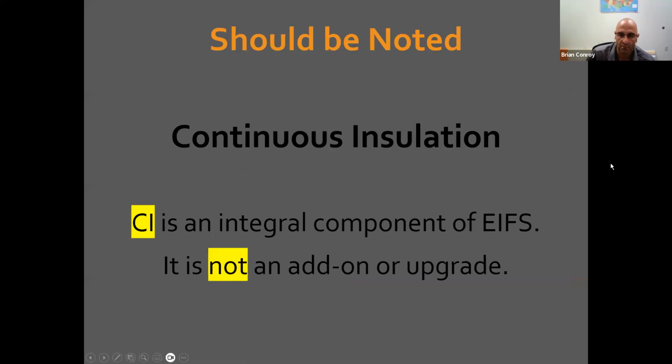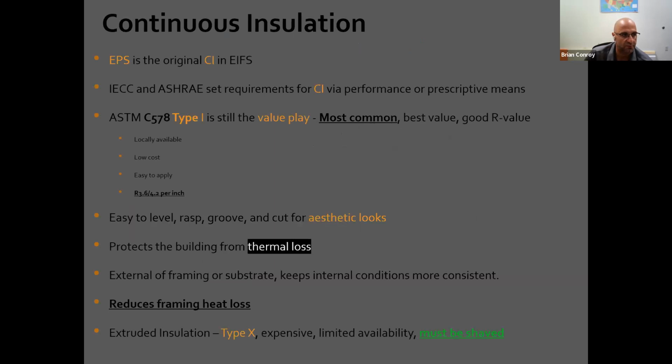From a standpoint of insulation, the EIFS system is really the true original continuous insulation system that's out there. With the continuous insulation, these are a few of the types of insulation that are out there. EPS, again, the original, the expanded polystyrene that's out there.